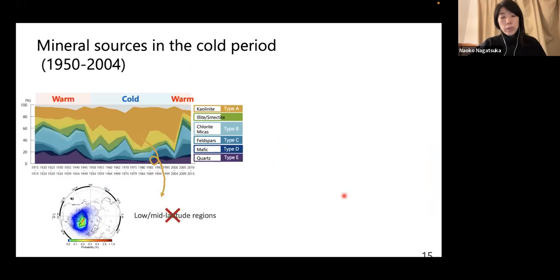On the contrary, ice core dust might come from low or mid-latitude areas in the cold period because the dominant mineral type, this orange, is generally formed in warm and humid areas. However, our trajectory analysis suggests little contribution from these regions. So where is the possible source?